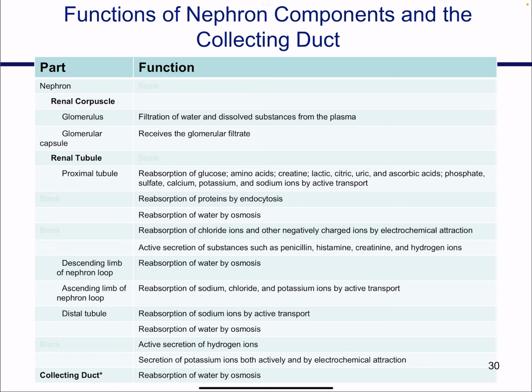Now, what are the parts of the nephrons and what are their functions? So, in terms of the nephron, we are going to have the renal capsule. In the renal capsule, we're going to have the glomerulus, right? And the glomerulus, its job is going to be the filtration, right? Filtration of water and dissolved substances that are found in the plasma, right?